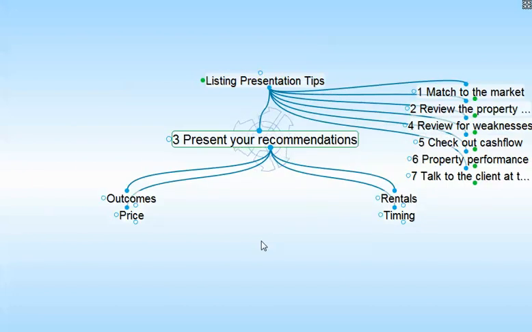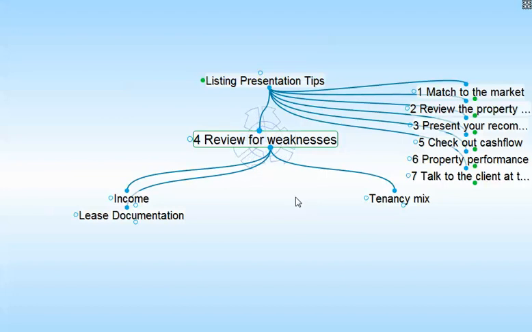Number 3. Present your recommendations. You're doing that to the client based on their needs in price, rental, timing and outcome. Number 4. Review the property for any weaknesses that will need to be addressed prior to the commencement of a marketing campaign. There are likely to be weaknesses.